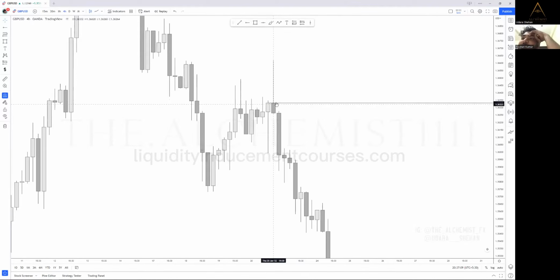But remember, the 50%, forget that. We're not going to use the 50% anymore. Completely take it out of your trading model. We will only be using the opening price of the bearish candle, or rather, not necessarily the opening price of the bearish candle, but the closing price of the previous candle.